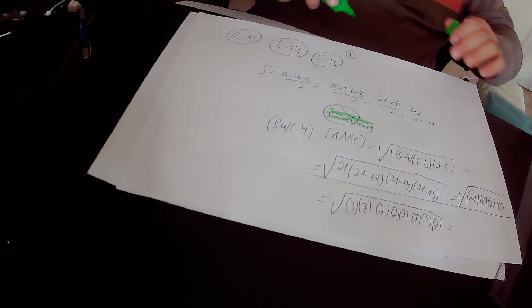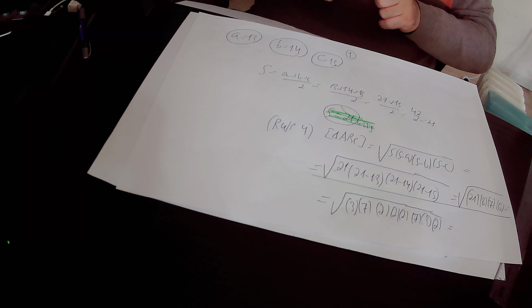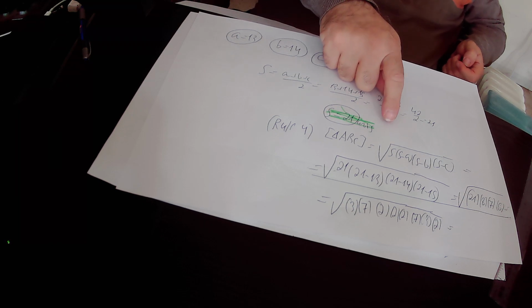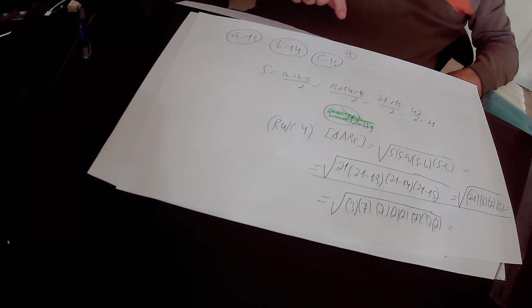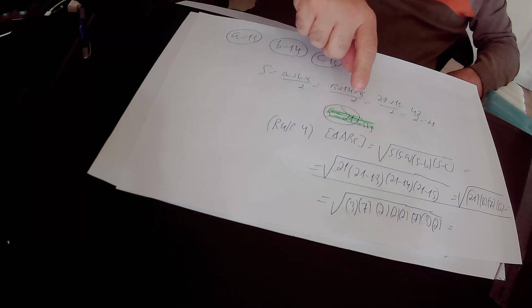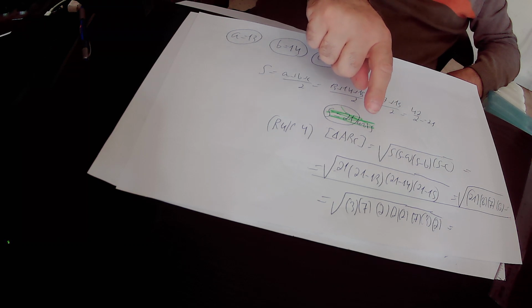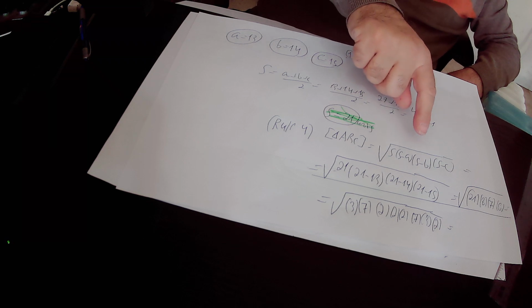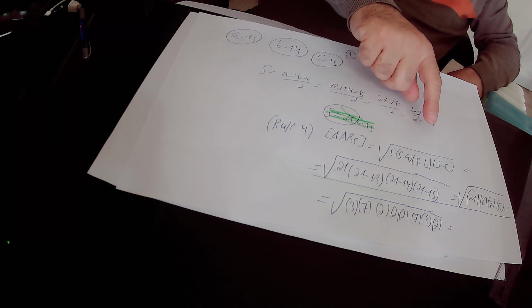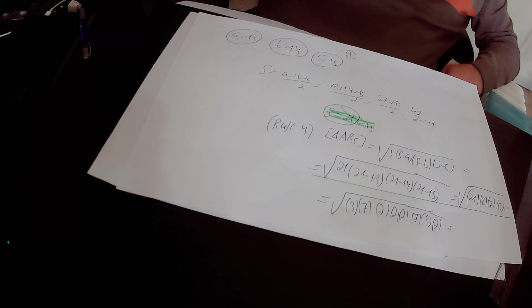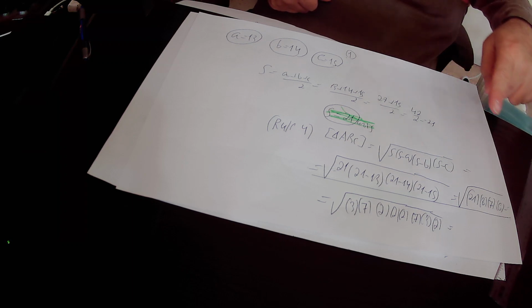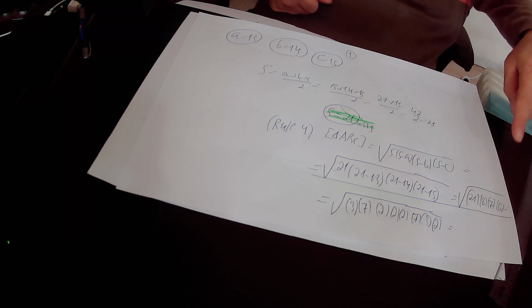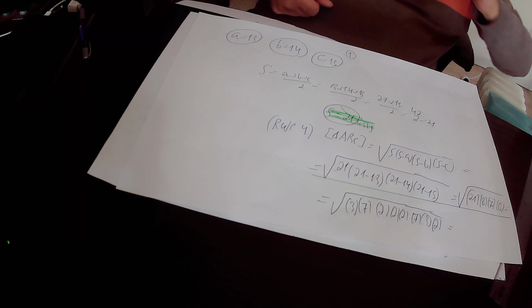And according to rule number 4, the area of any triangle ABC equals the square root of S times S minus A times S minus B times S minus C. So the area of our triangle ABC equals the square root of S, which is 21, times S minus A, which is 21 minus 13, times S minus B, which is 21 minus 14, times S minus C, which is 21 minus 15. So the area is equal to the square root of 21 times 8 times 7 times 6.